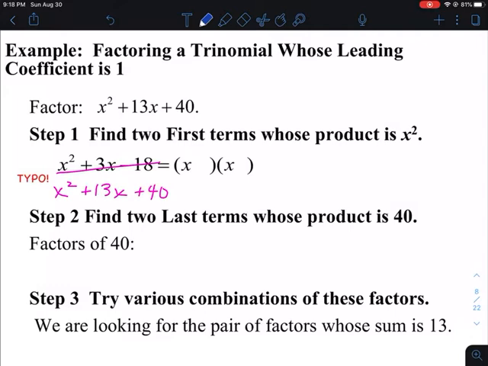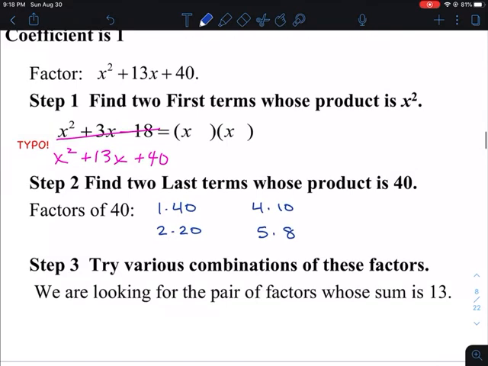Step 2 says to find two last terms whose product is 40. So if you go through and figure out all your factors of 40, we would have a 1 times a 40, we'd have a 2 times a 20, we'd have a 4 times a 10, we'd have a 5 times an 8. Once you have all your factors of 40, it says try various combinations of these factors, and we're looking for the pair of factors whose sum is 13. Sum meaning that we are adding to make 13.